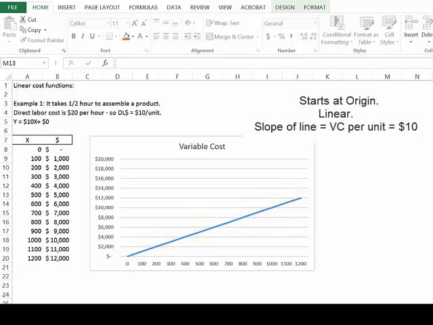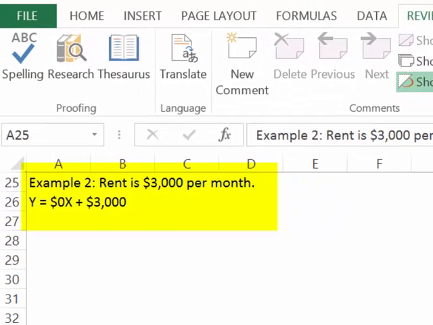Let's go on and look at a fixed cost. So rent is $3,000 per month. Y equals 0x plus 3,000. The slope of our line is going to be 0. That means it's going to be a flat horizontal line. The fixed cost is 3,000.